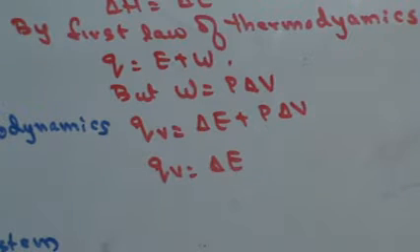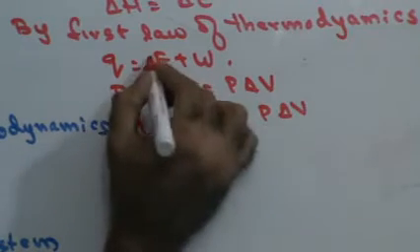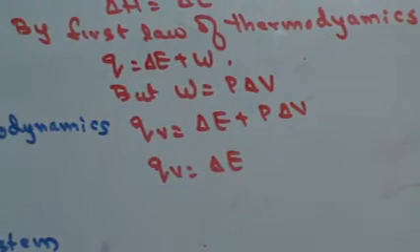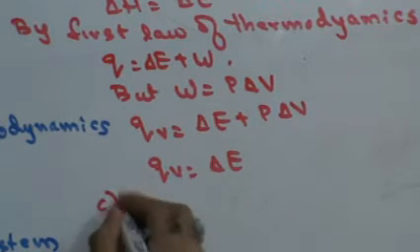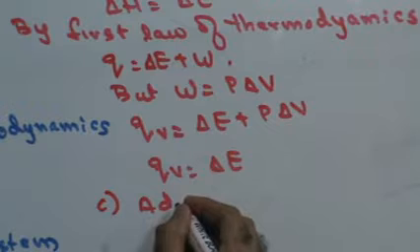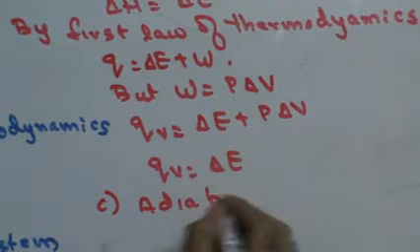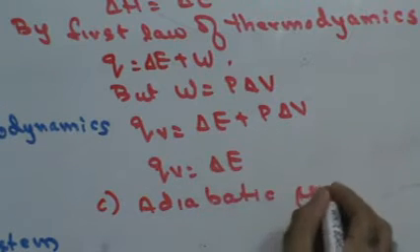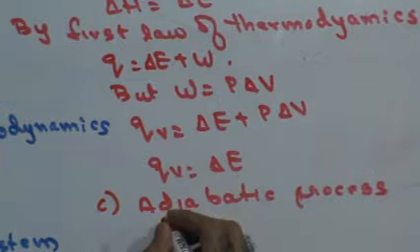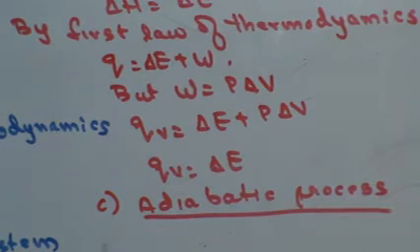Q is equal to delta E plus W. Fine. Next, let's consider an adiabatic process. Now, what is an adiabatic process?